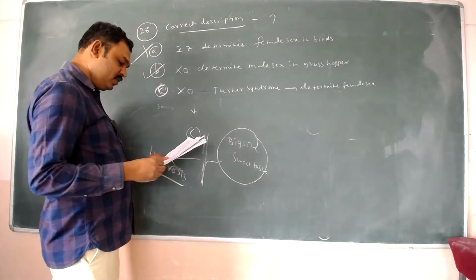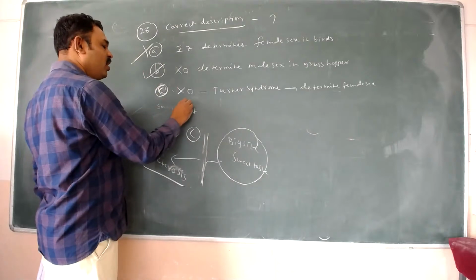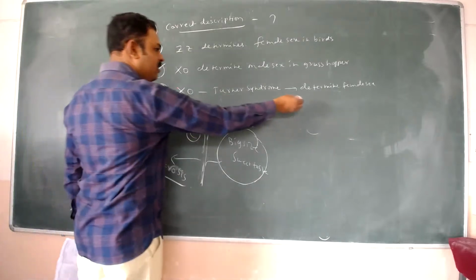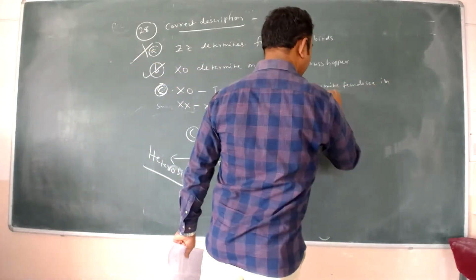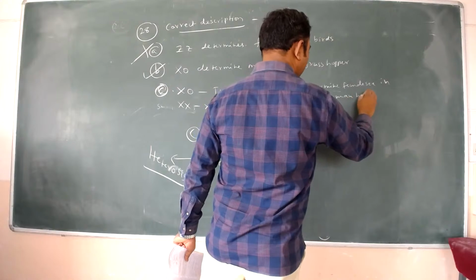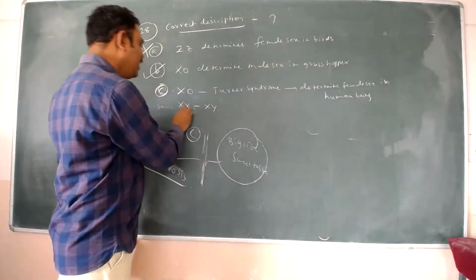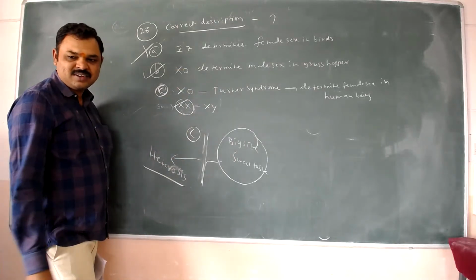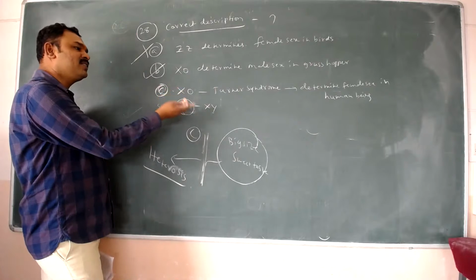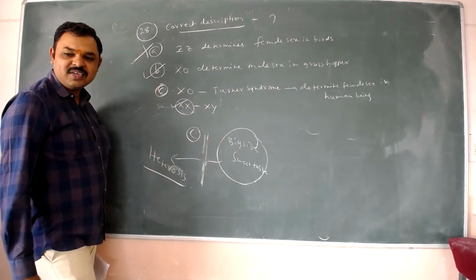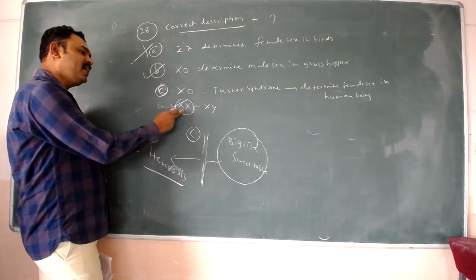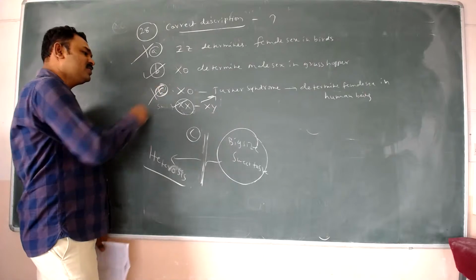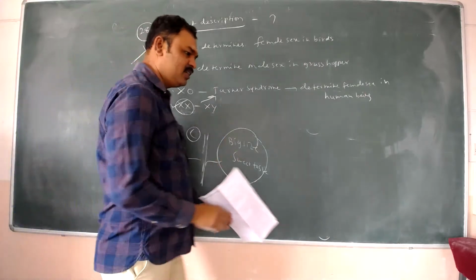Generally, what method do we use for determination of sex in human beings? XX, XY. What determines female sex in human beings? XX, not X0. The X0 method is applicable for insects, not for man. The XX, XY method applies to man. So option C is wrong.